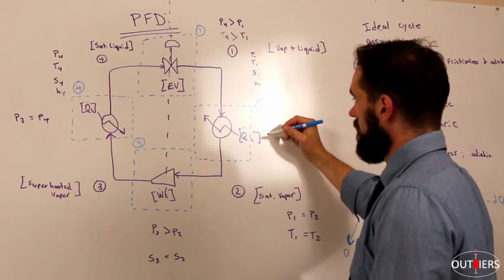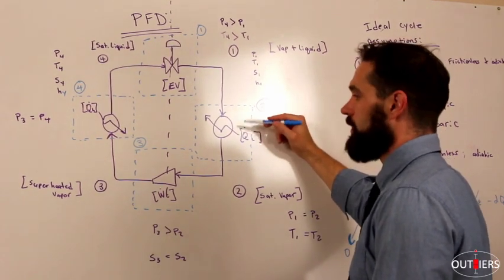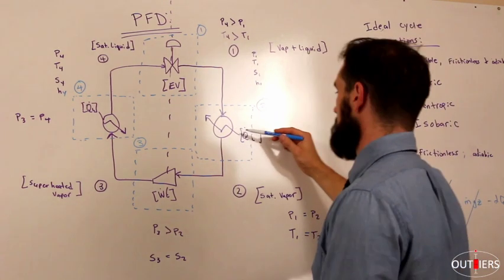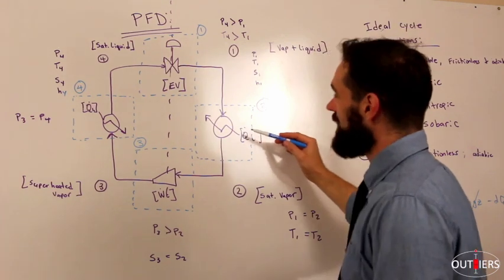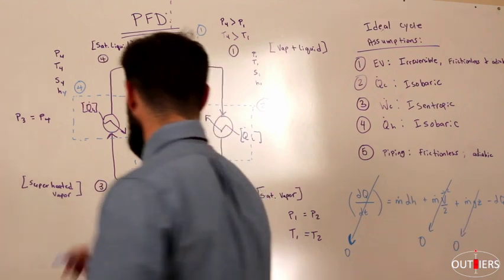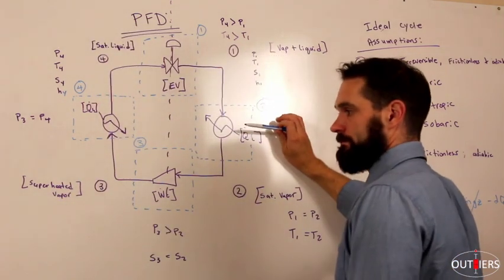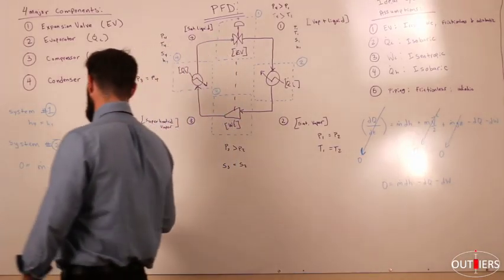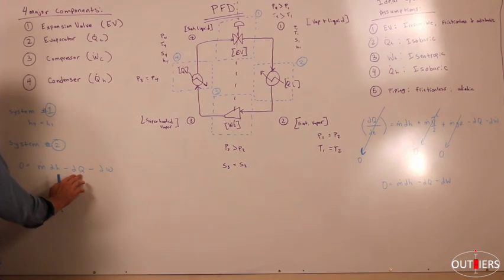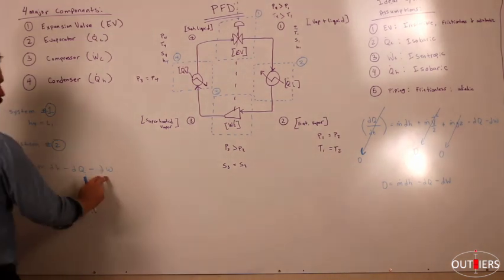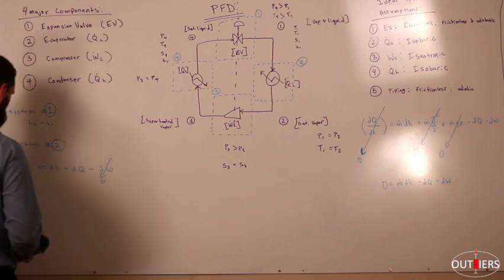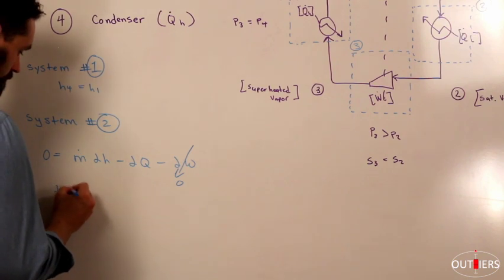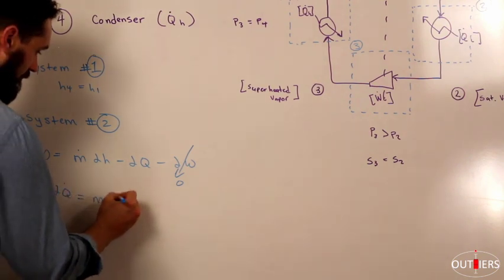But what's happening? We have an evaporator. So what's going on right here? The system is gaining energy. Energy is being added to the system. Is there any work being done here? There's no work being done to the system or by the system. Therefore, Q is not 0 anymore, like in system 1, but work, however, is 0. So if we reduce this down, what we have is dQ is equal to M dH.